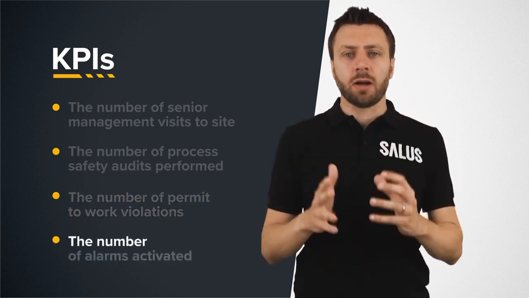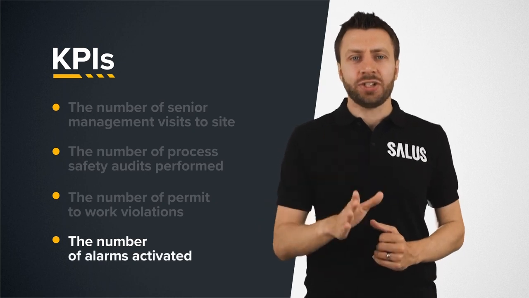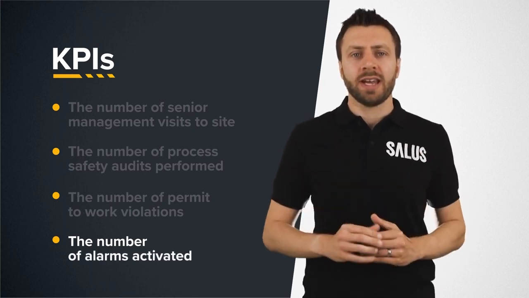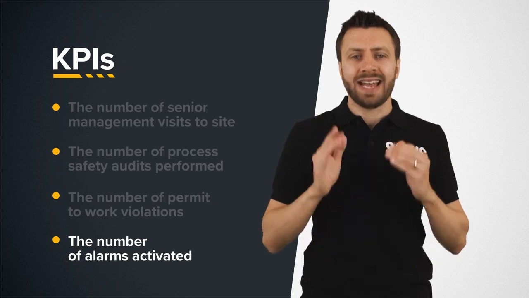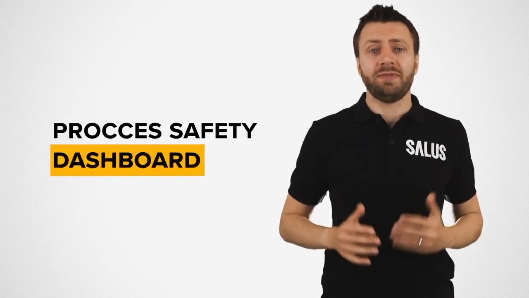And the number of alarms activated. This is an indication of how in control we are of our equipment and how often we are deviating from our intended mode of operation. Once KPIs have been selected, they should be visible to those who need to see how we are doing so that they can take the required action. These may be presented on a process safety dashboard.